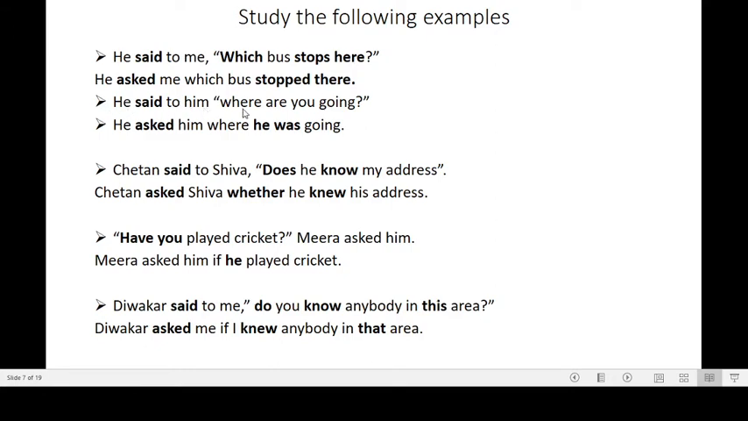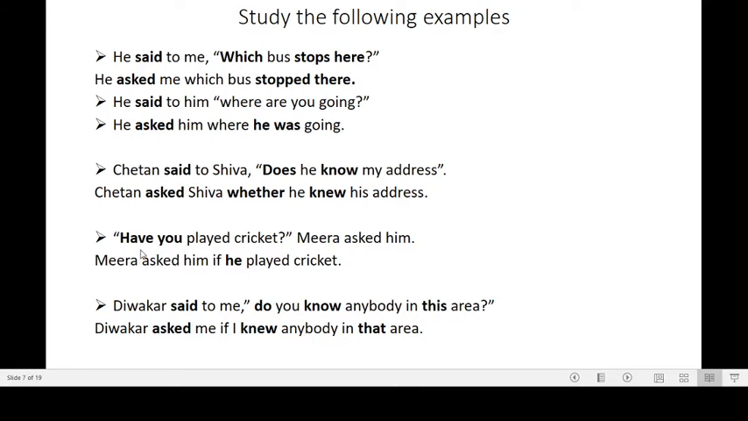Look at this sentence. He said to him, "Where are you going?" Here this is an interrogative sentence and this is a WH question and it has to be introduced with the reporting verb. We have to use the reporting verb "asked" and the same word "where" is written here. "You" is changed into "he", and "are" is changed into "was". So present continuous tense is changed into past continuous tense, and the question mark is removed and a period is put here because this has become a statement. He asked him where he was going.